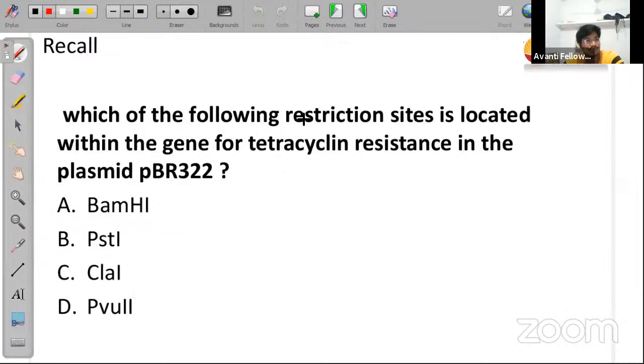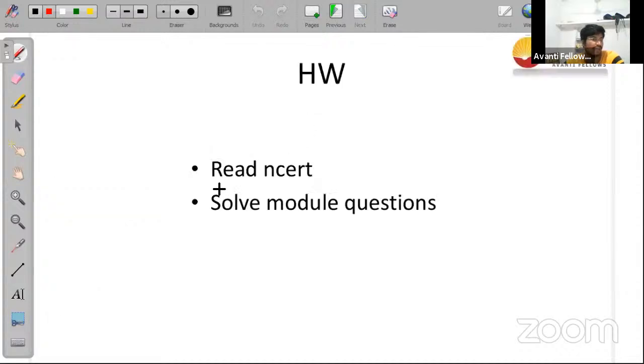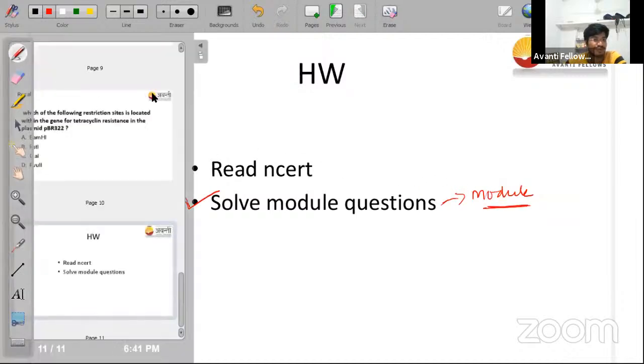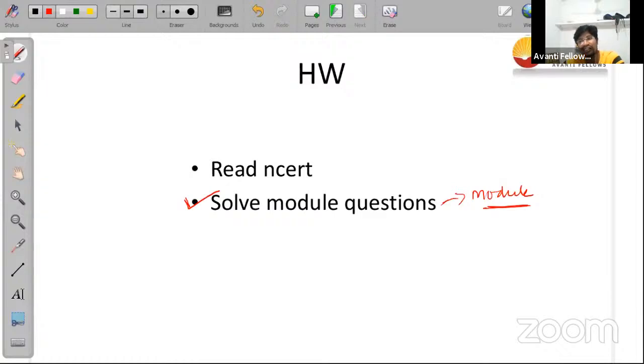So this is all about this chapter, and after that we will go directly to solving the module questions. I will be sharing the module today only in the group. Okay, so let us move to the next topic now. We'll start the next chapter.